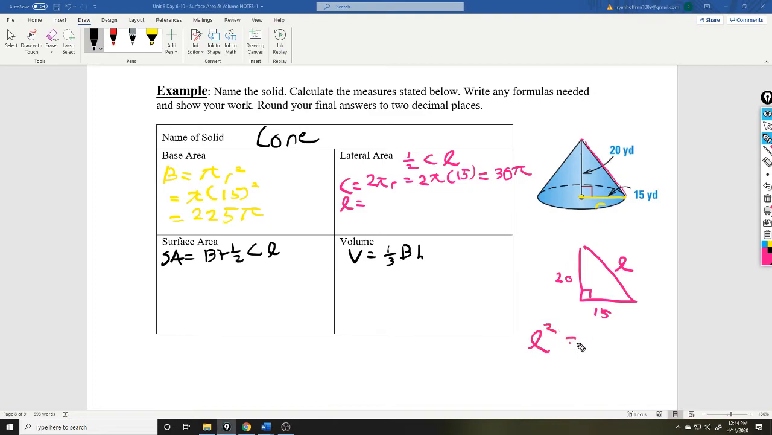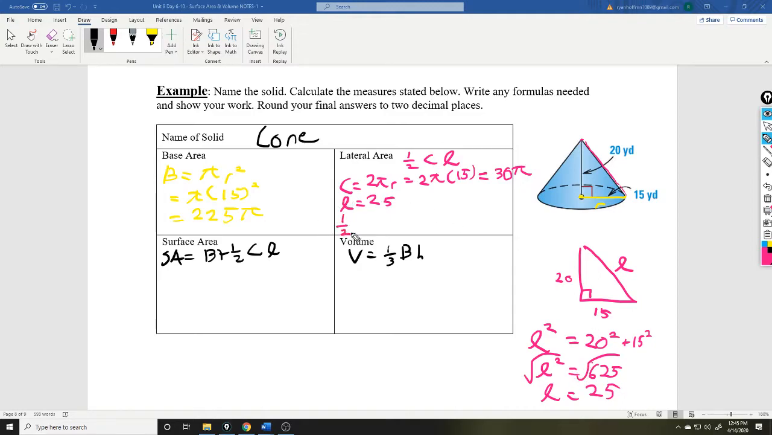So slant height squared, that's the hypotenuse, so it goes on the left, equals 20 squared plus 15 squared. 20 squared plus 15 squared, that's 225, so that is, what is that, 625? Take the square root of both sides, and I get my slant height to be exactly 25. That's a Pythagorean triple. Remember, the hypotenuse, the longest side opposite the right angle, is what goes on the left side. And we get exactly 25.